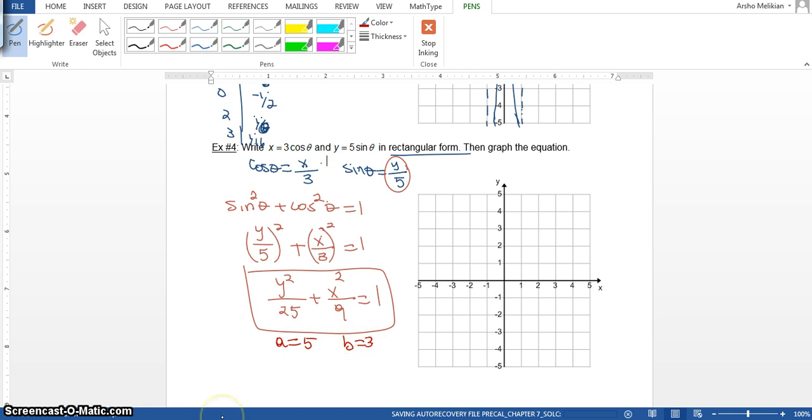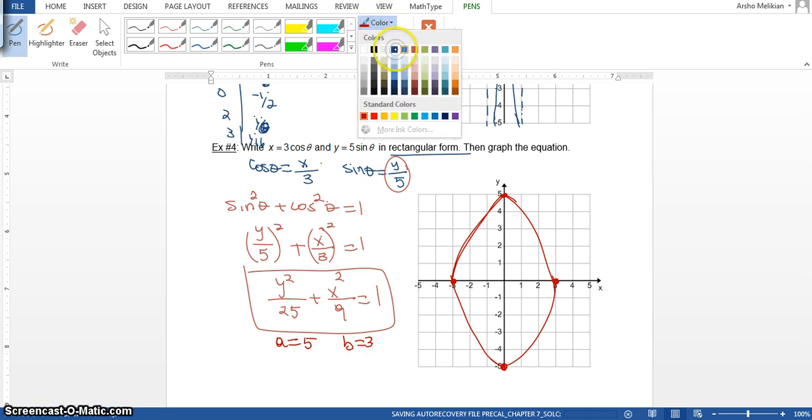All right, the center is at 0, 0. If A is equal to 5, that means I have a vertex here and another vertex here. If B is equal to 3, that means I have a co-vertex at -3 and +3. And the ellipse looks like this. You don't have to put the foci, but what we do have to do now is note the orientation.